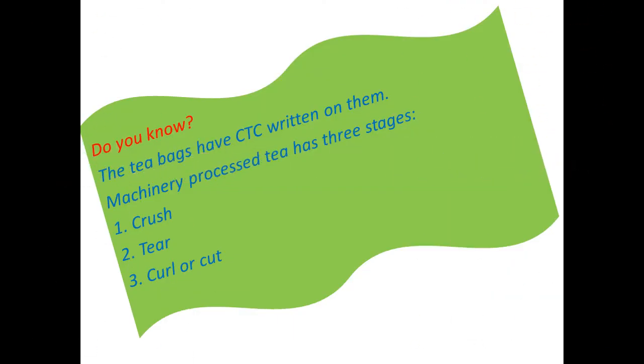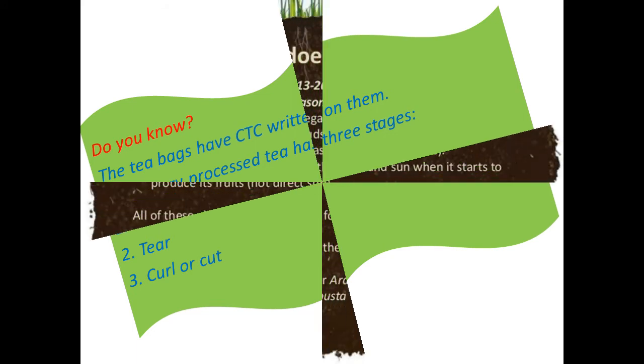Students, do you know the tea packets have CTC written on them? What does it mean? Machinery processed tea has three stages: crush, tear, curl or cut, tear, curl. Hence the name CTC tea.